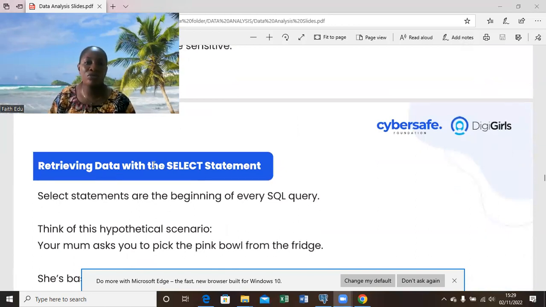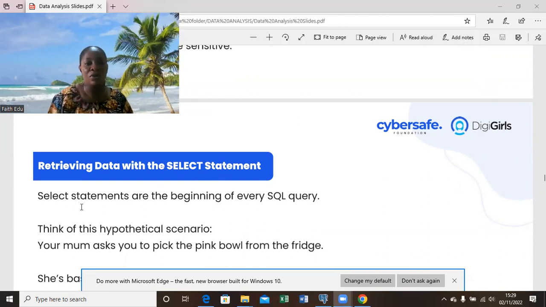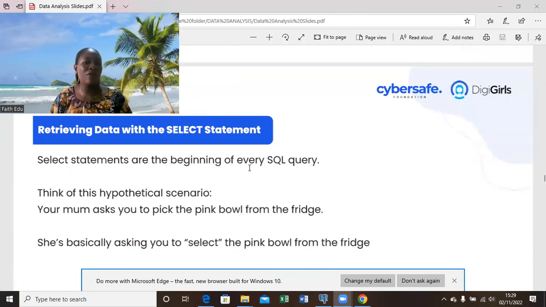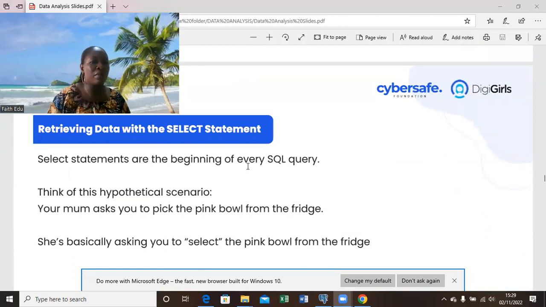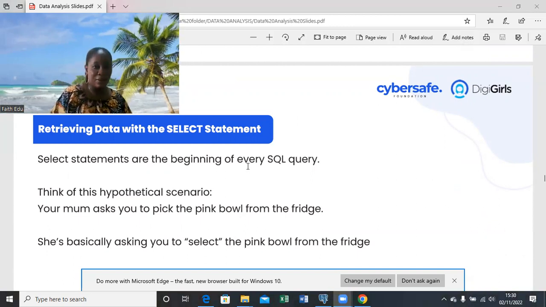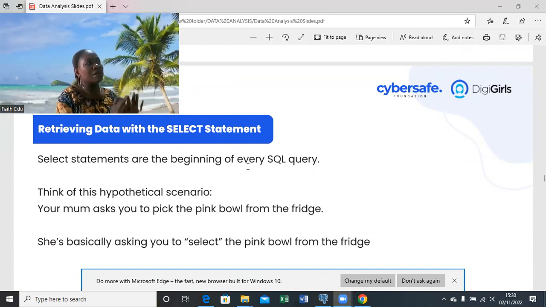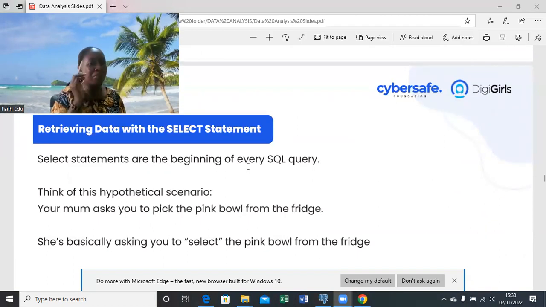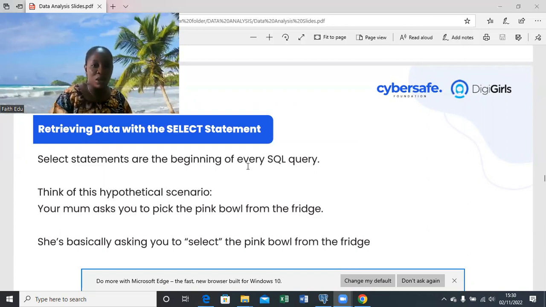So, retrieving data with the SELECT statement. Remember, we are still talking about syntax principles. SELECT statements come at the beginning of every SQL query. Remember, when we talk about SQL, structured query language, we are querying data. We want to get more information, a better clarification or picture, or a particular piece of information from a huge pile of data within the database.